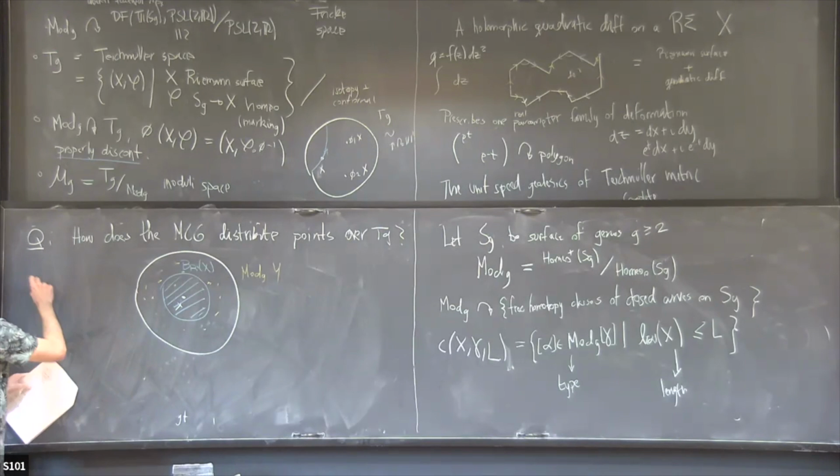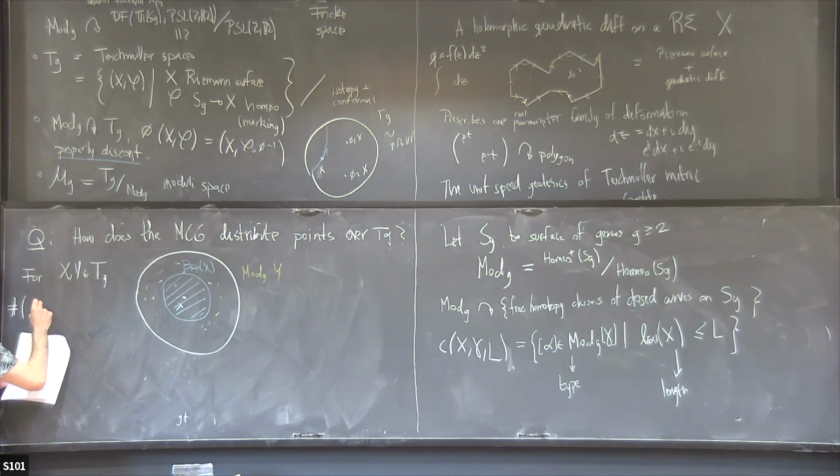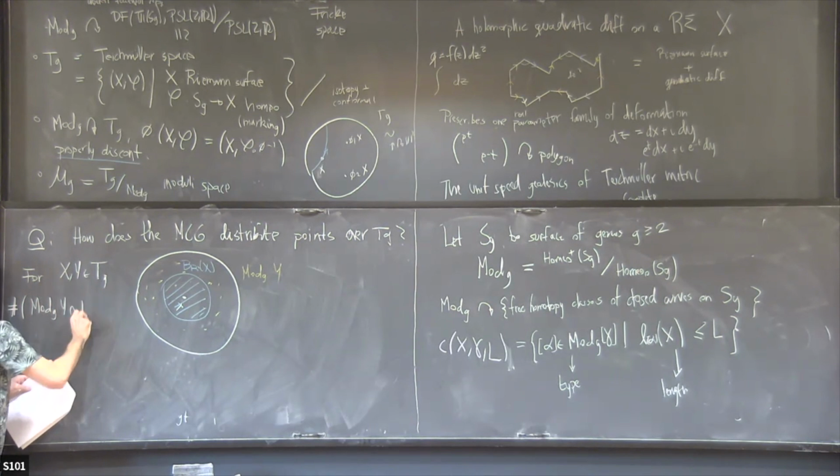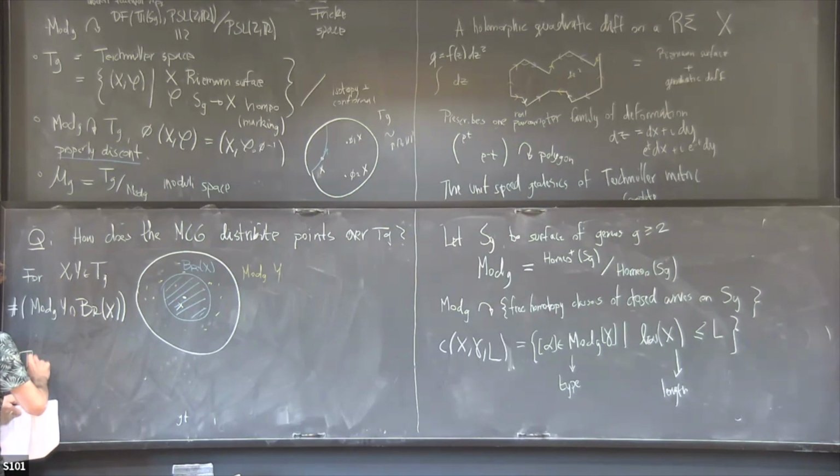So maybe let me write it here for 2 points X, Y in Teichmüller space. We're going to be interested in the number of points in the mapping class group orbit of Y that land inside the ball of radius R of X. And you might have seen this before being done on H2. So if you have the hyperbolic space, you have the action of a lattice. This is something very similar to that. Yep.